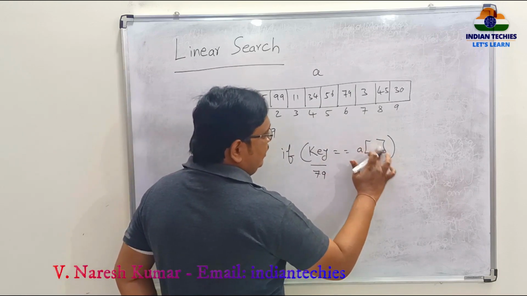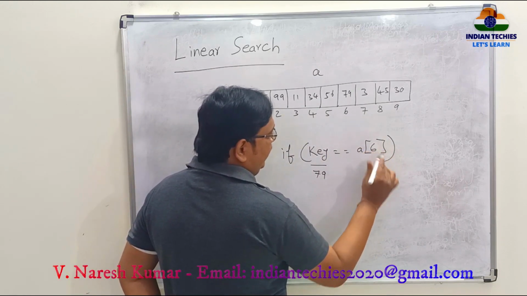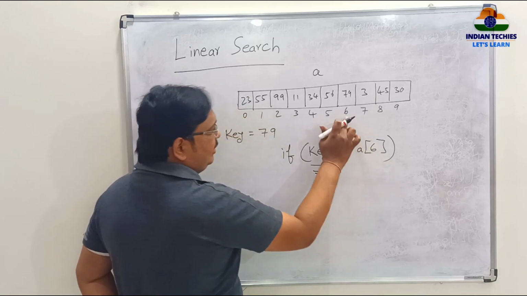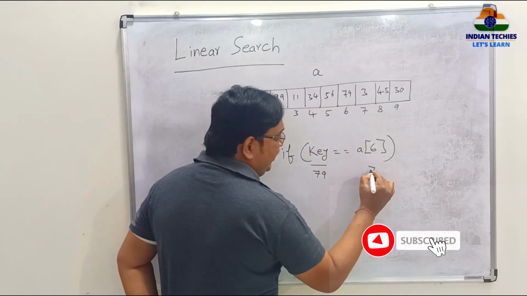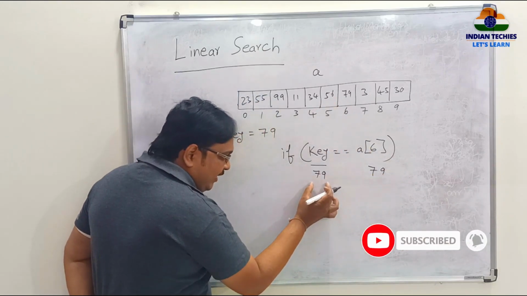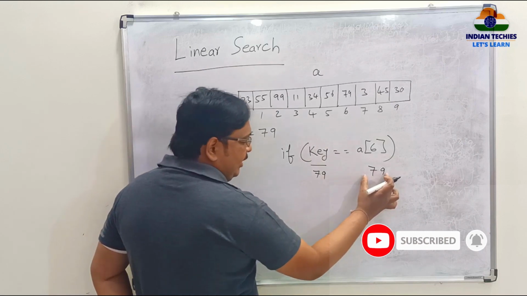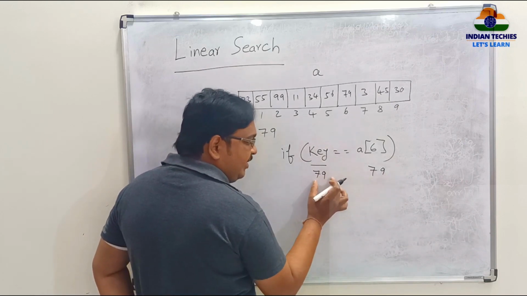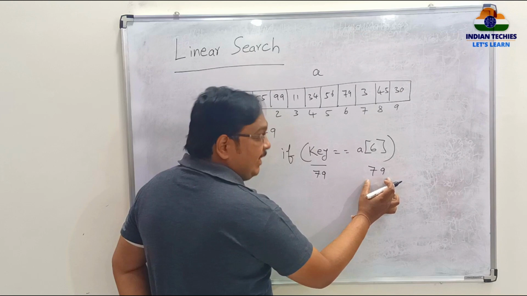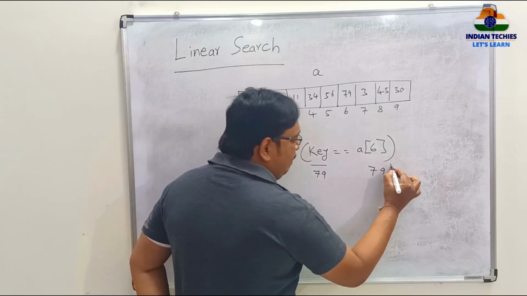No. So since I am not getting a match, I am going to the next position, A of 6. What is the value in A of 6? 79. So 79 is your key and the array value is also 79. Is 79 equal to 79? Yes, you have found the match.